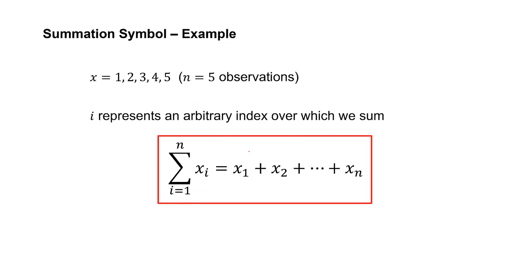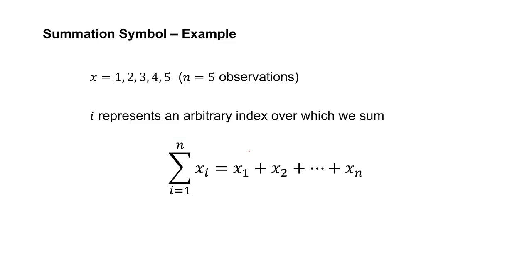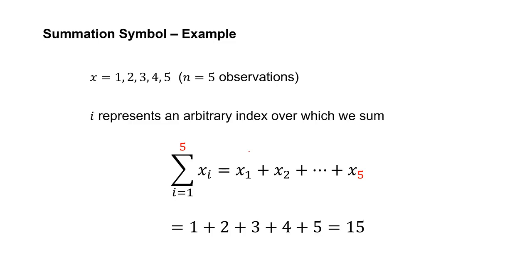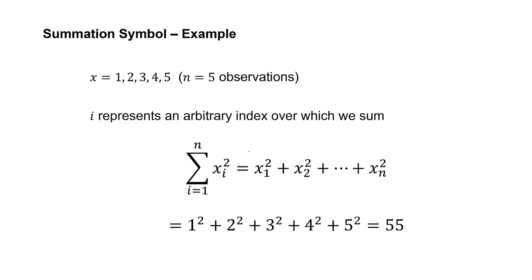So this summation would just be x of 1 plus x of 2 plus x of 3 plus x of 4, all the way up to x of n. If n equals 5, then we're going to sum up to x of 5. We just sum the first 5 values of our x vector, our data set: 1, 2, 3, 4, and 5. And we get 15.